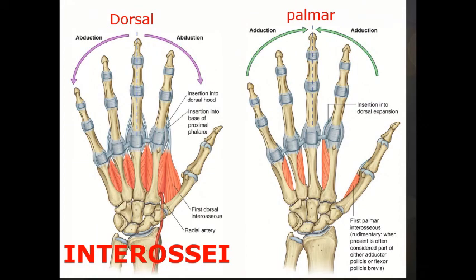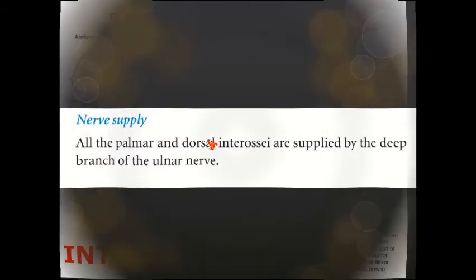Then coming to the interossei muscles, the name itself says inter means between, ossei means bone. The muscles which are present between the bones are called interossei muscles. So there are dorsal interossei and palmar interossei. So let us see the interossei muscles.